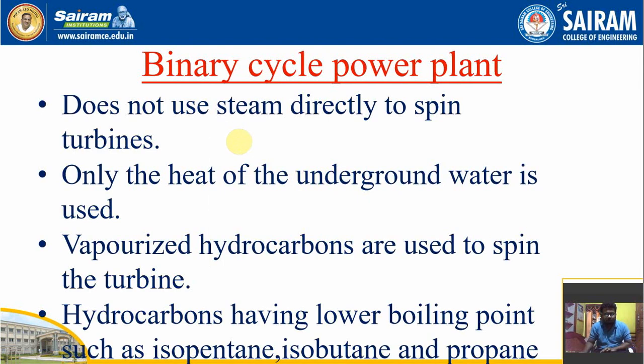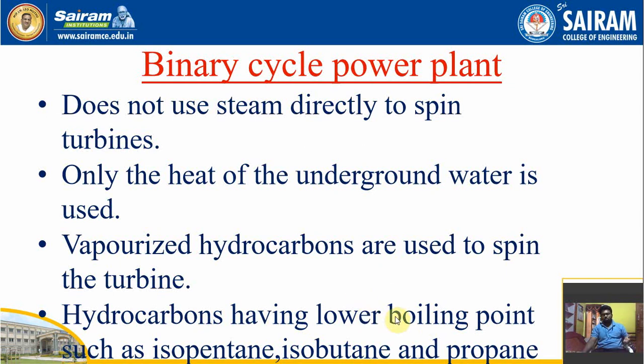So the binary cycle power plant does not use steam directly to spin the turbines. Only the heat of the underground water is used. Vaporized hydrocarbons are used to spin the turbine, and the hydrocarbons are known for the transfer of heat energy from one place to another.